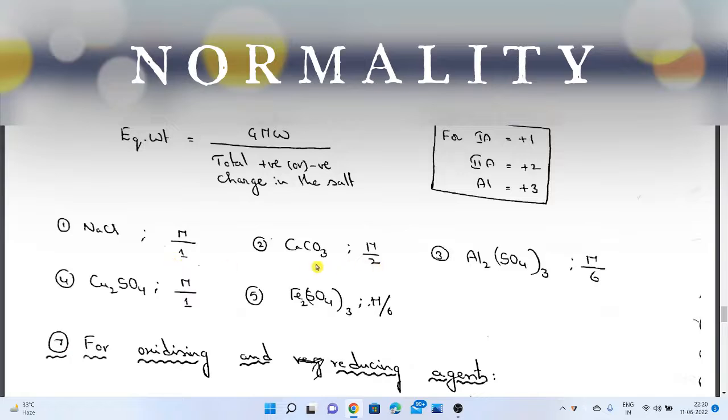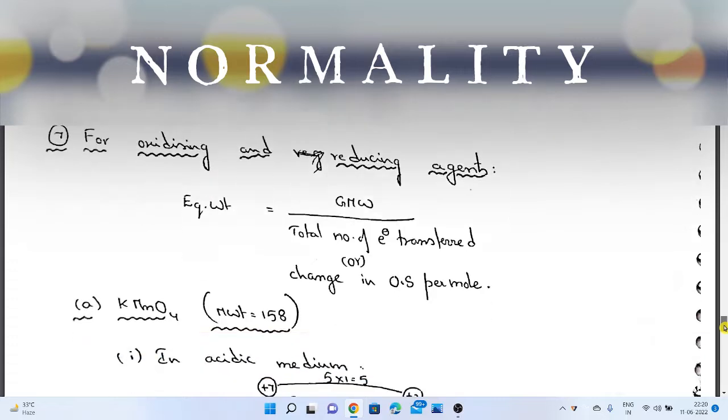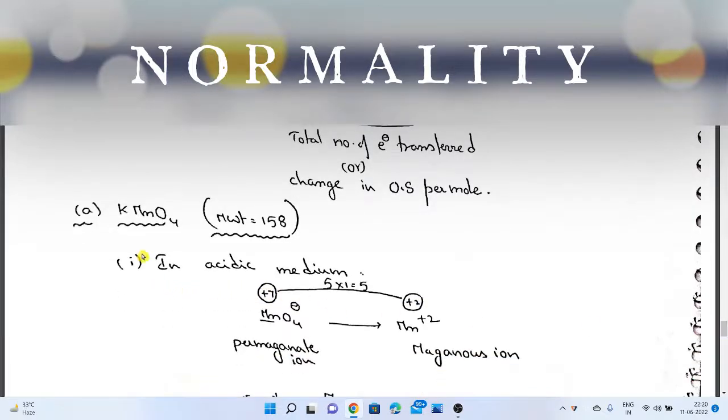For salts, it is very important. For salts, equivalent weight is equal to gram molecular weight divided by the total positive or negative charge in the salt. For NaCl, it ionizes to Na+ and Cl-, so the charge on the cation is +1, so molecular weight divided by 1 is the formula to find the equivalent weight. For CaCO3, it is molecular weight divided by 2, and for aluminum sulfate, it is molecular weight divided by 6. Like that we can understand the equivalent weights of the remaining ions.